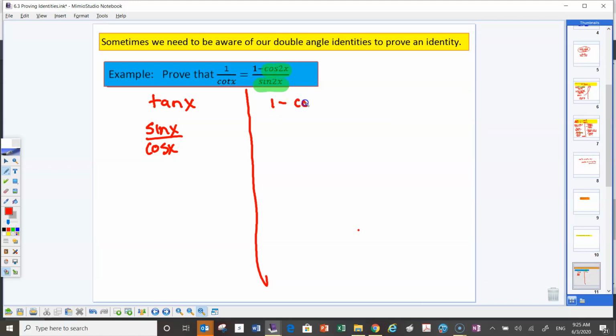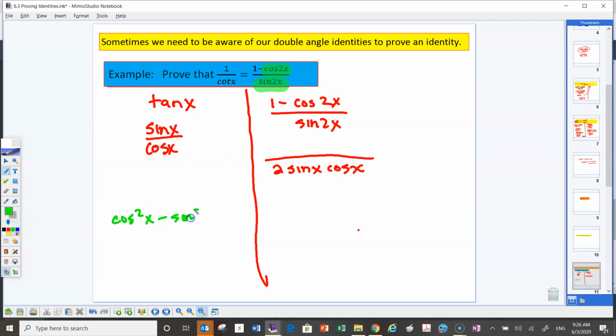Now, when we take a look at our right-hand side, one of these strategies is you want to get rid of your double angle identities. Well, the bottom is pretty easy because sine 2x only has one identity. Now, if we take a look at the top, I have cos 2x, and cos 2x has 3 identities that you could use. I believe the 3 of them are cos squared x minus sine squared x, 2 cos squared x minus 1, and 1 minus 2 sine squared x.